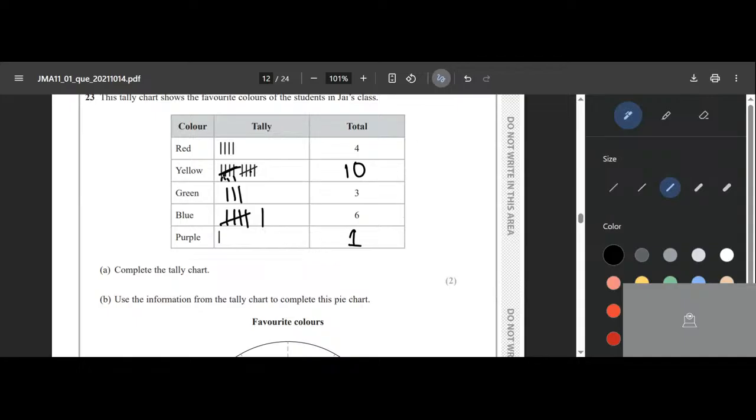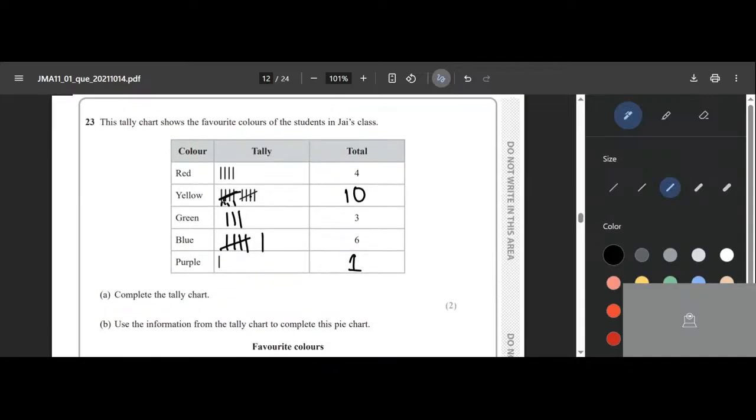And the total here is 14. 4 plus 10, it is 14. 14 if I add 3 gives me 17. 17 if I add 6 gives me 23. And 23 if I add 1 gives me 24. So it is kind of simplifiable.